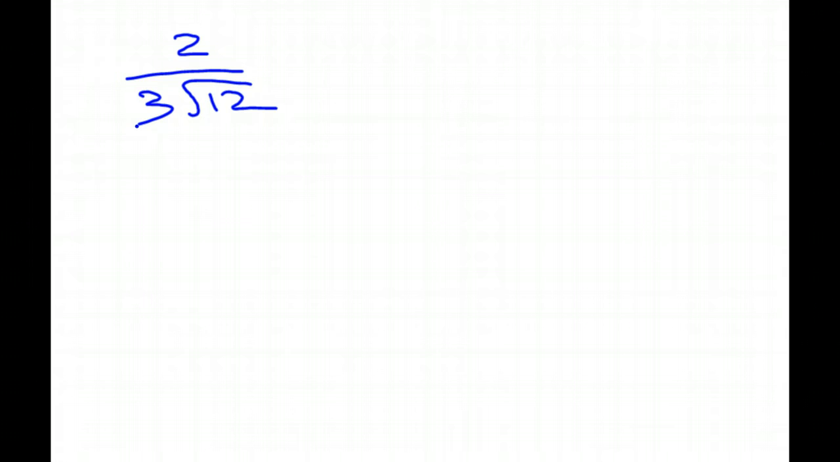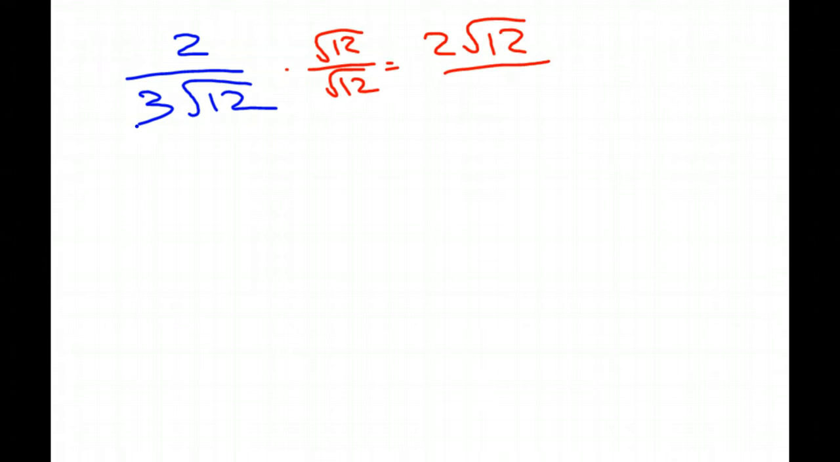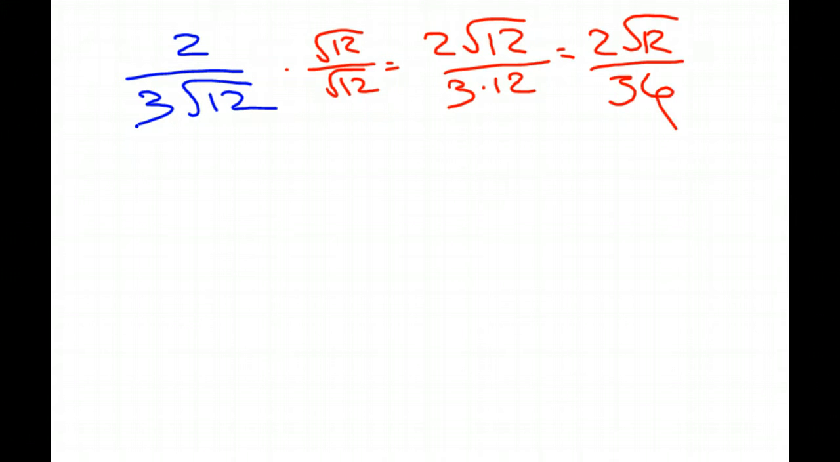So, what did you do here? Times everything by the square root of 12. Then you can do the square root of 12 over 36, and you can reduce it, so it's the square root of 12 over 18, right? Square root of 12 over 18. Right? Are we done? No.